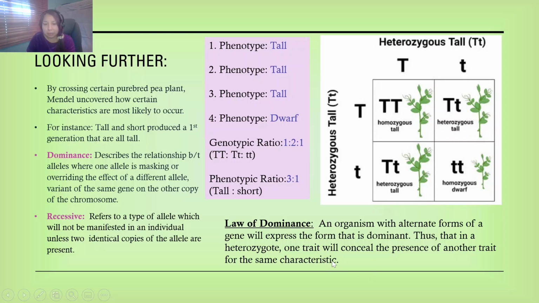And this is an example of the law of dominance that Mendel created. It basically says that an organism with alternate forms of a gene will express the form that is dominant. Thus, in a heterozygote, one trait will conceal the presence of another trait for the same characteristic. So it really just takes one big T to decide whether it's going to display a phenotype of being tall or short.